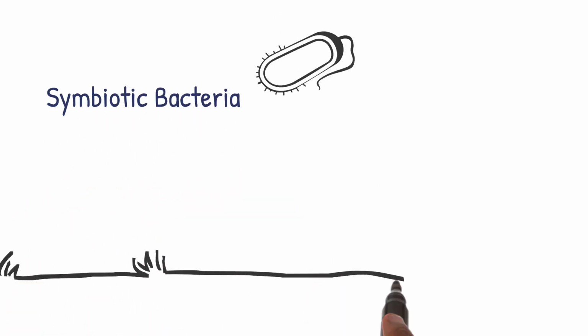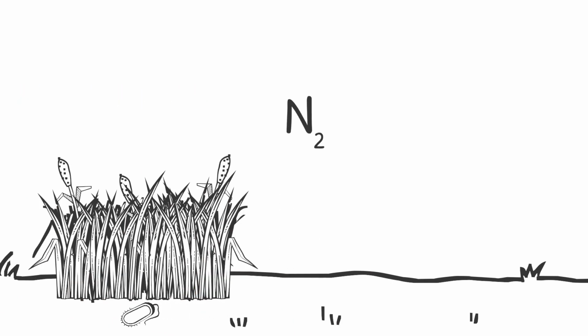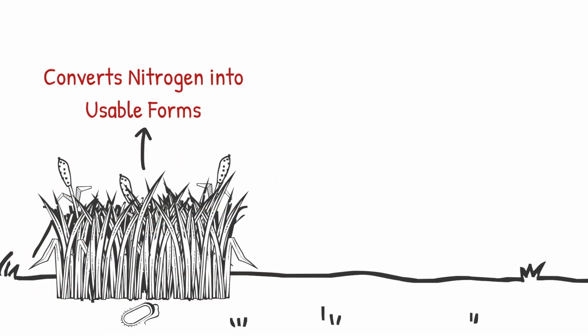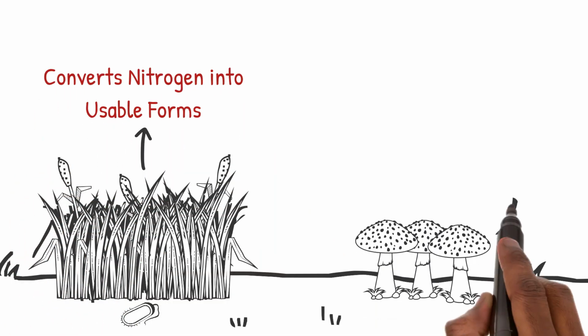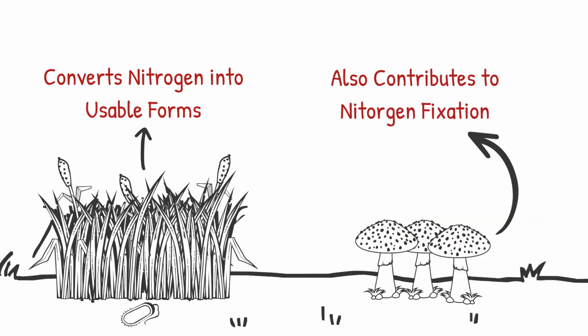Symbiotic bacteria, like those found in the roots of leguminous plants, work hand in hand with their host plants, capturing nitrogen from the air and converting it into a usable form. On the other hand, free-living bacteria in the soil also contribute to nitrogen fixation.